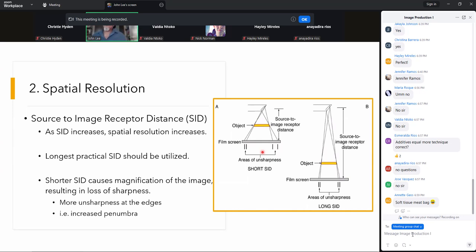Do everything at the wallboard? Of course, we can't do that because trauma, right? But again, it does come back to patient protection as well. So our shorter SID gives us decreased spatial resolution. It gives us a greater amount of magnification.